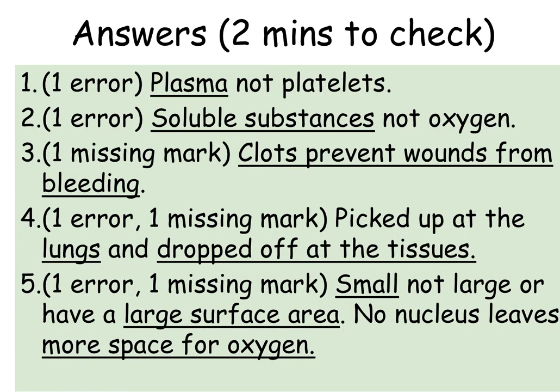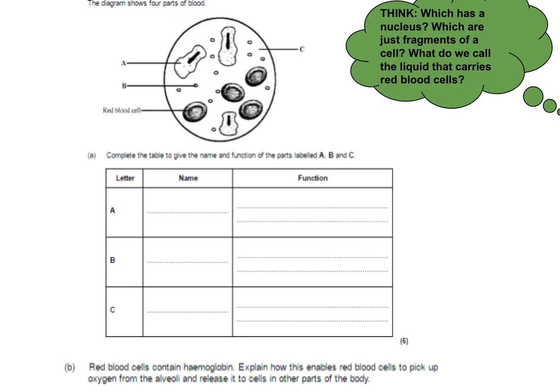So in checking your answers, a couple of minutes, and then we have a question for you here. This is a 10-mark question. You've got 10 marks for this, or 10 minutes for this, sorry. You have a view down a microscope, seeing different things in the blood, and you need to say what A, B, and C are and what they do.